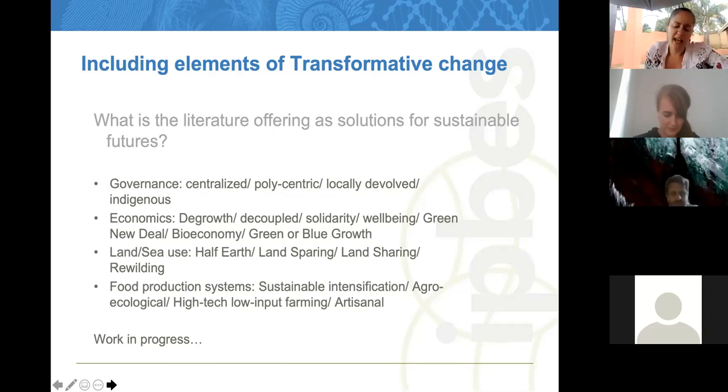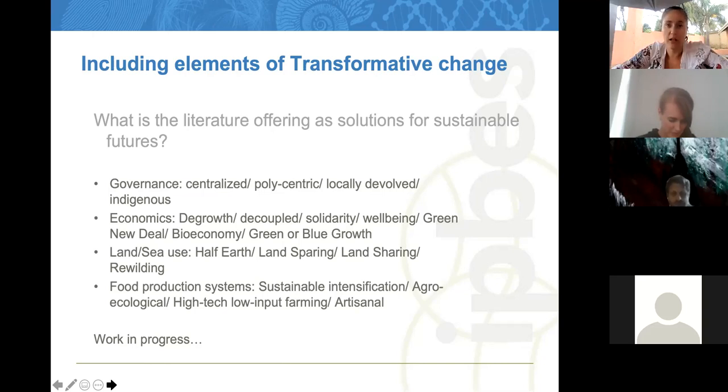There was also an angle of looking at land and sea use. So there's an ongoing debate on what we call half Earth, which is about setting aside half of the Earth for nature and leaving humans off of that. I think a lot of people who work in food are familiar with the land sparing versus land sharing debate. There's a big focus on rewilding, restoration. So thinking through land and sea use as another way to get these different debates onto the agenda. And then food production systems, even just getting down to that nitty gritty.